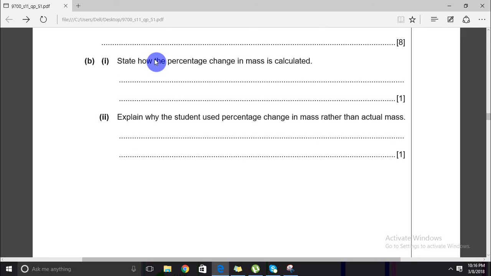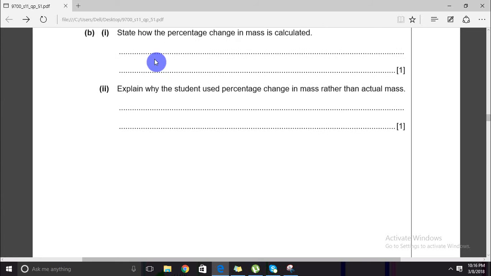Easy, difference in mass over original mass times 100. And why did the student opt to use change in mass rather than actual mass? Because the different tissues are unlikely to have the same mass. You will do your best to ensure that the masses are as similar as possible for different samples, but it's literally impossible to ensure that they are exactly the same. So for the sake of comparison, you use percentage change in mass.